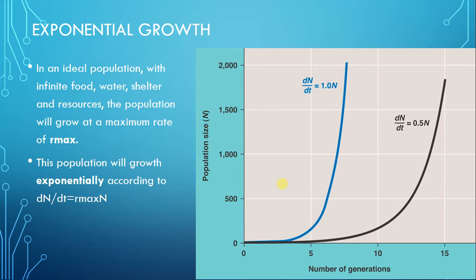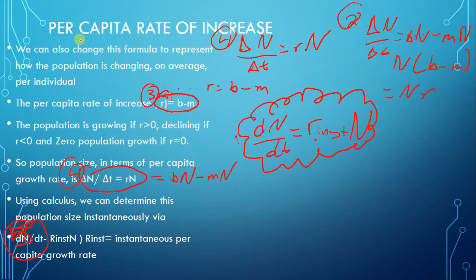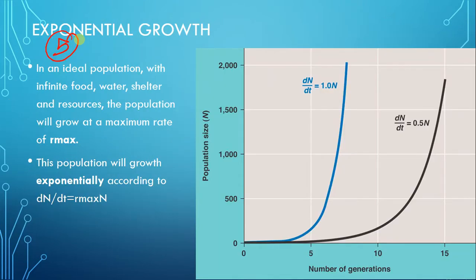All right, so the first thing we come across is exponential growth, and that is based on equation 5, dN/dt equals r instantaneous times N. We're starting with an ideal population. This isn't just any population, it's an ideal one, with infinite food, water, shelter, resources, etc. The population will grow at a maximum rate. It can't grow any faster. Matings and births are happening as fast as possible. And that rate is called r max. R max is the maximum possible rate of growth.